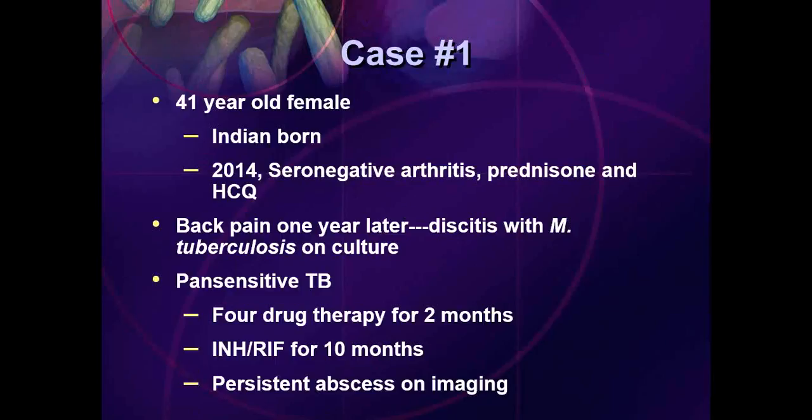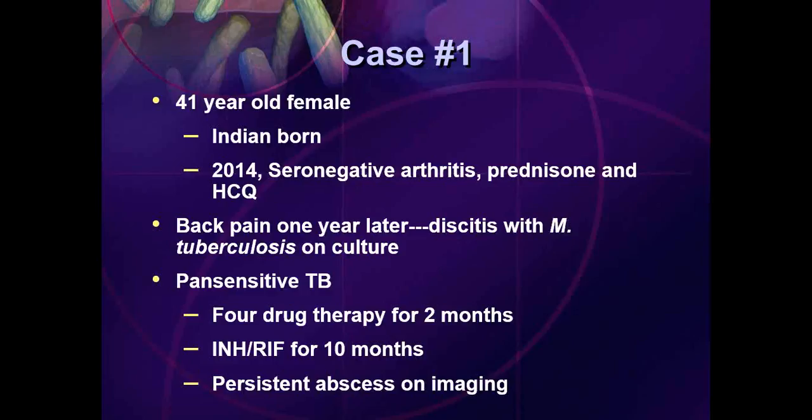So case number 1, I'll go through several cases to illustrate some of the challenges of these cases in terms of management. This was a 41-year-old female. She's Indian born. She had some sort of inflammatory arthritis. It was seronegative, meaning it wasn't RA, but maybe it was going to be RA. They didn't really quite know. She was put on prednisone and hydroxychloroquine, HCQ.